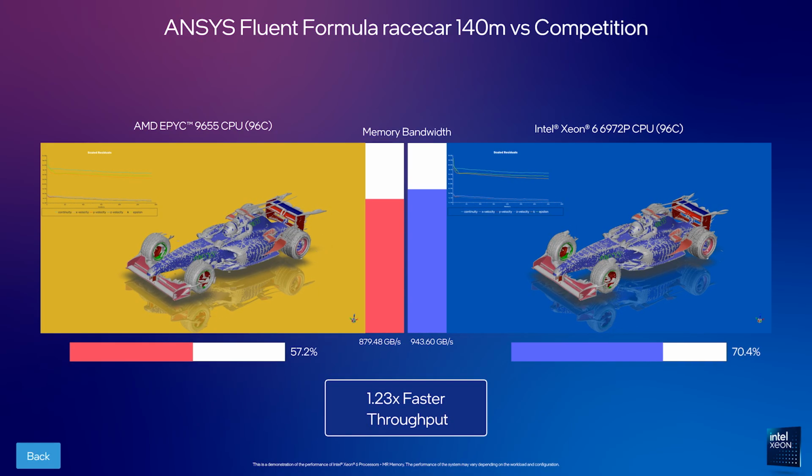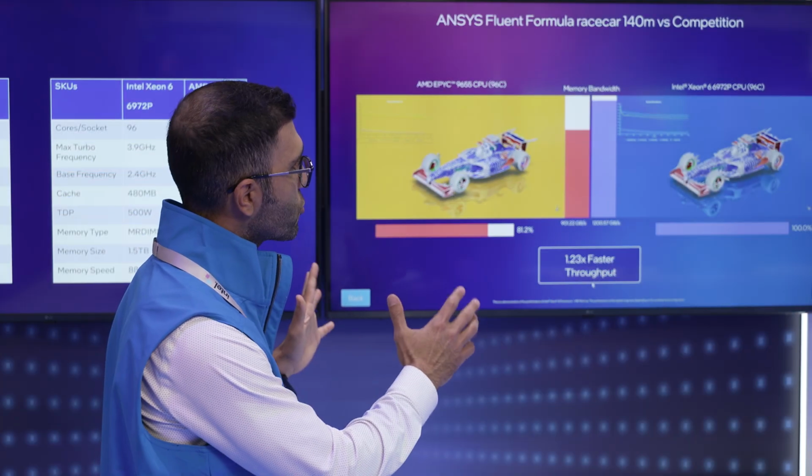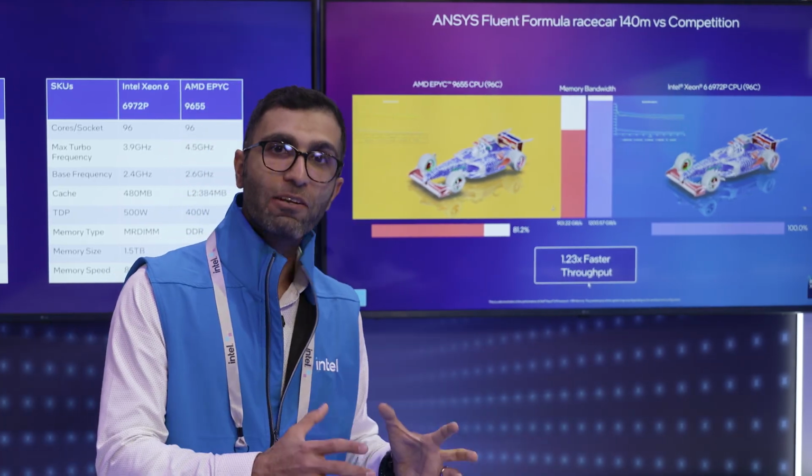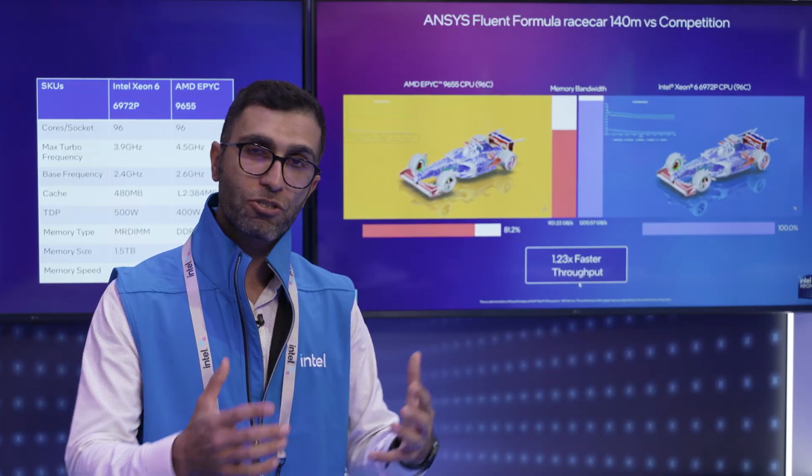So you can see that the extra bandwidth that Xeon is introducing is helping the simulation. The simulation on the right is done 100%, whereas the simulation on the left has reached 81.2% in that same time frame. This is how effective the extra amount of bandwidth that Xeon 6 is offering is, leading to over 20% performance boost over AMD Turin with 96 cores. And this shows how the industry can benefit from the added bandwidth that the Xeon 6 product is introducing.